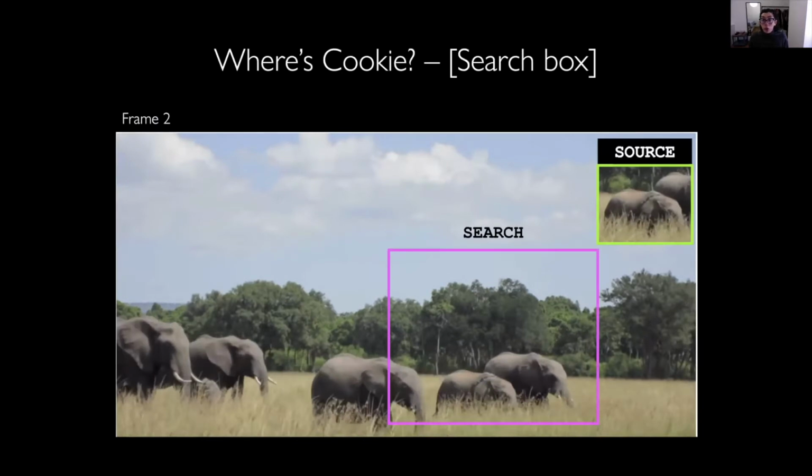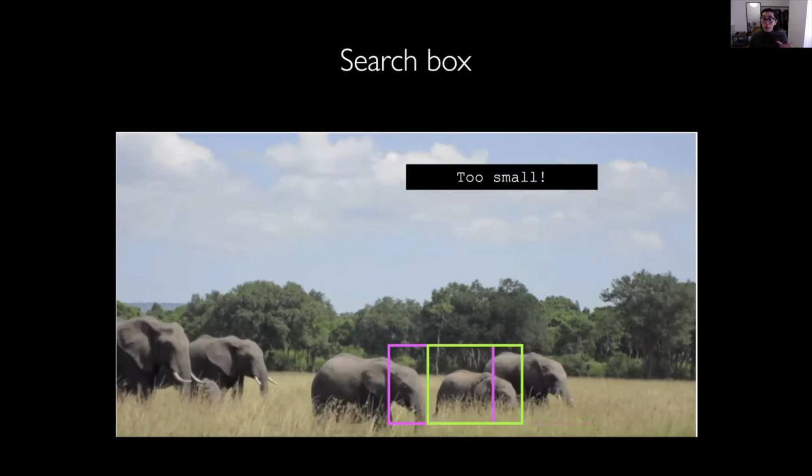Then we have to move on to the next parameter, which is the search box, which is in magenta in this slide. Remember, this is where we look for our source. If it's too small, we have to make strong assumptions on the direction of motion of the object of interest. So in this case, my assumptions were wrong, and I drew the magenta square behind, so against the direction of motion of the object. So it's unlikely that the code will successfully track Cookie.